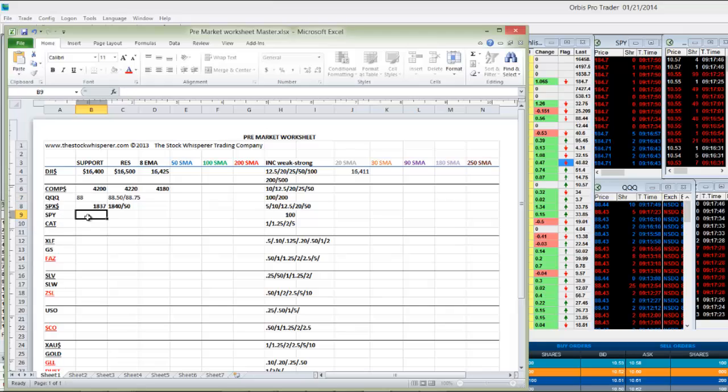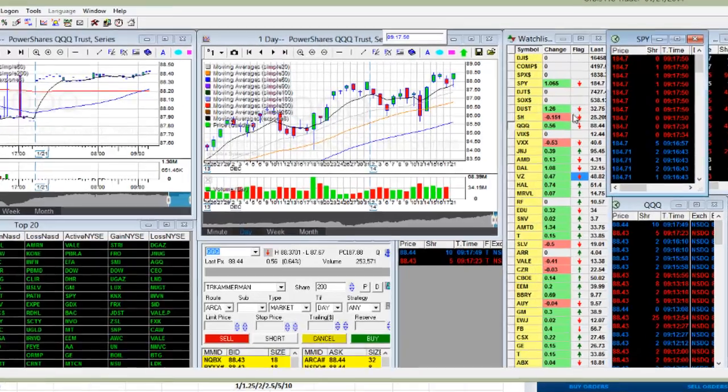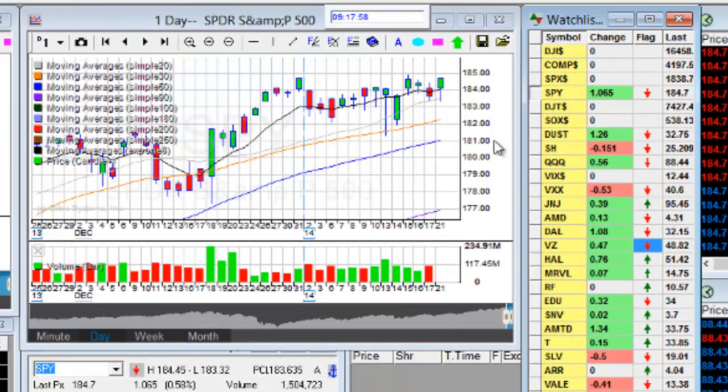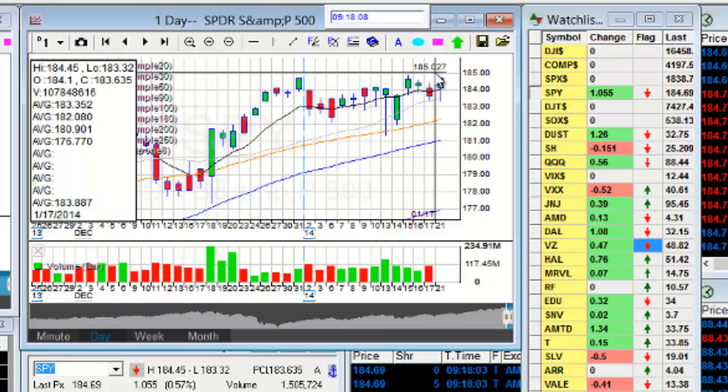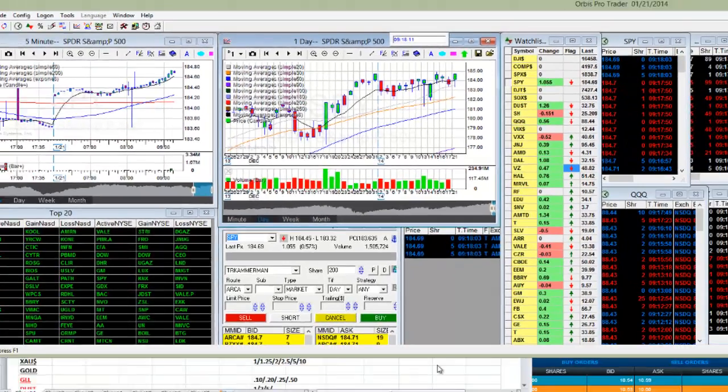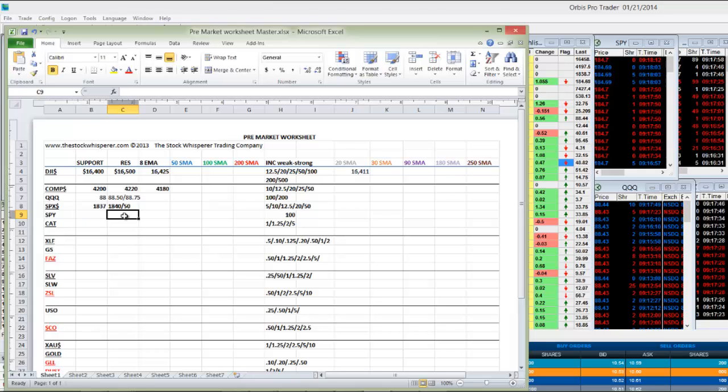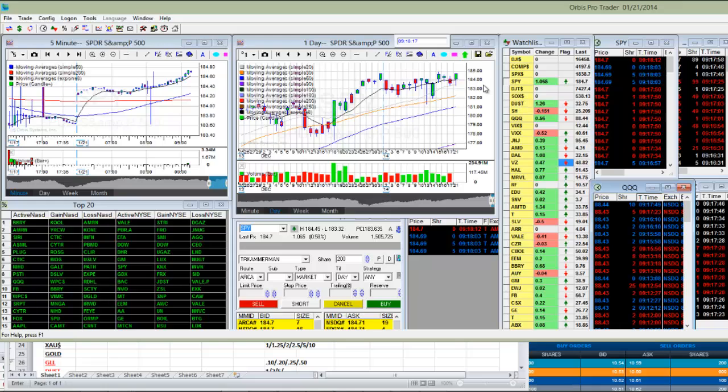Okay, then you can also fill in the SPY. I really like the SPY levels as well because we see the prints on that. You can look at the levels on the S&P 500, but there's no prints. The prints are right here on the SPY. And 185 we are headed for, and that is resistance. So we'll put that here. And then support is 184.